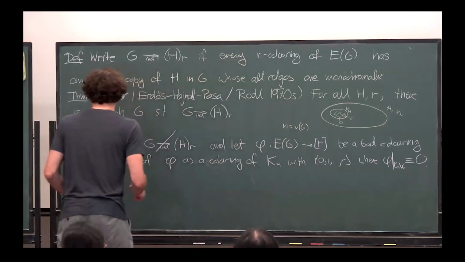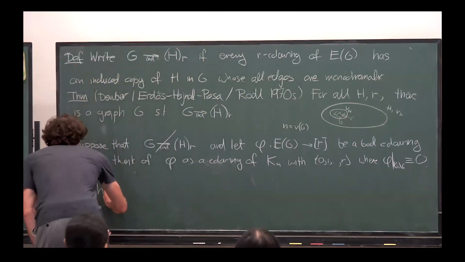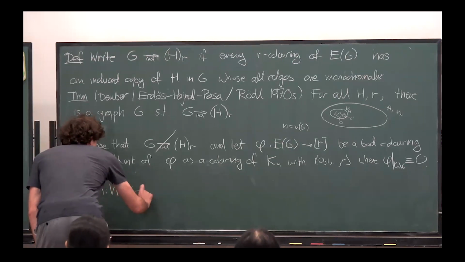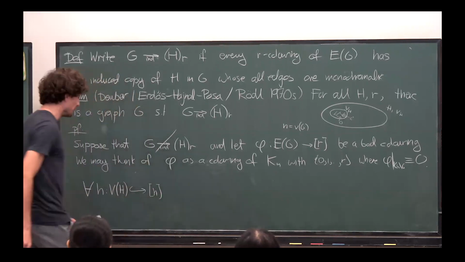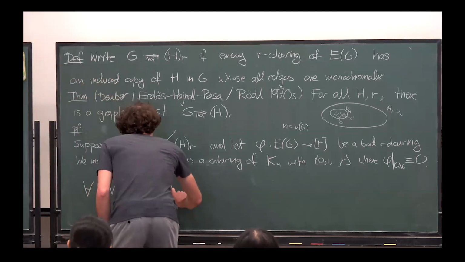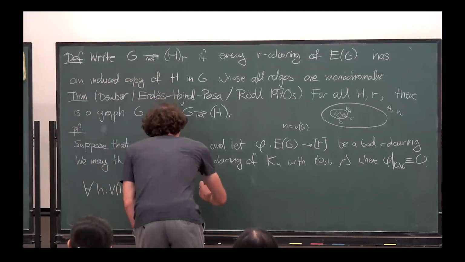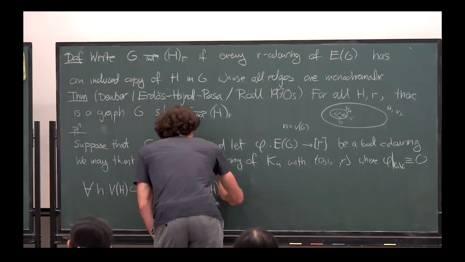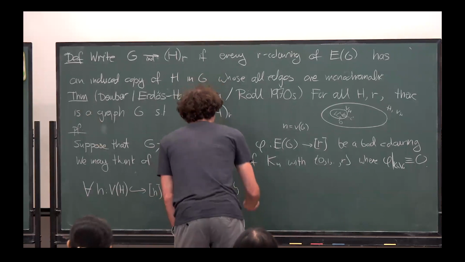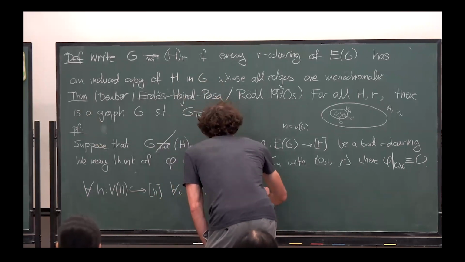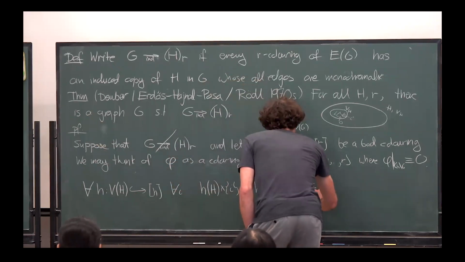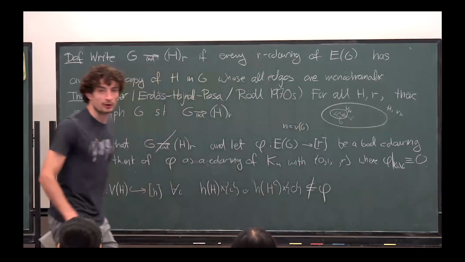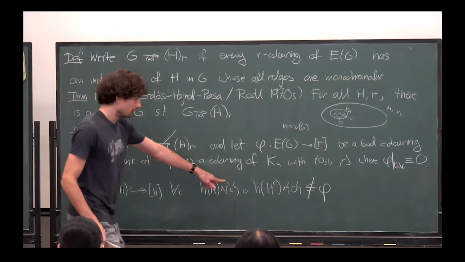in G. So in symbols, this means for every h, which is an injection of the set of vertices of H into the set of vertices of the complete graph, and for every I, it is not true that if we look at the edges of H colored I and the non-edges of H in color 0, this must not be the coloring phi of the edges in this set.